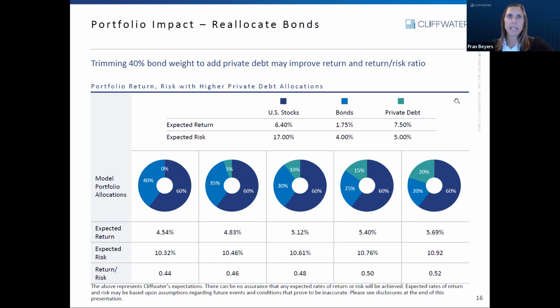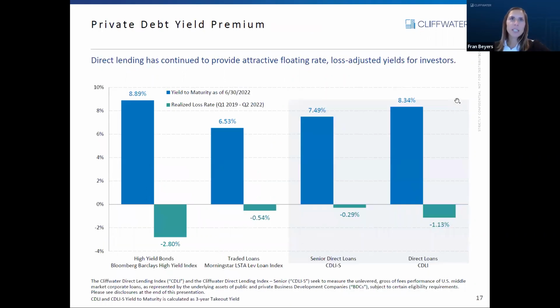Now, lastly, moving to slide 17. I'm not going to spend a lot of time on this chart because this is the last one, and I want to be able to answer any questions that you have. But we talked a little bit about our CDLI index. We also have something called the CDLI-S index, which is the senior index. Now, this just shows managers that do just first lien investing only.